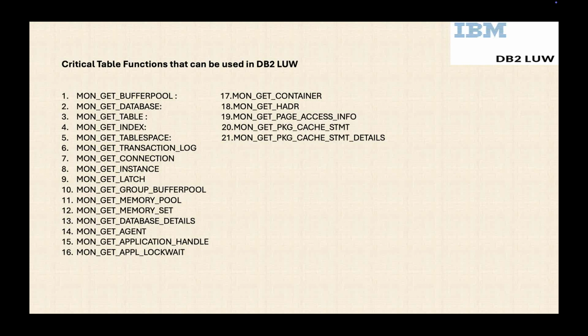If you want to get the group buffer pool, what is this group buffer pool? I think people will remember the group buffer pool concept comes in Db2 pureScale. Because it has a different member concept there, we get different group buffer pools under it. So we can use these MON_GET functions on the pureScale part to check.